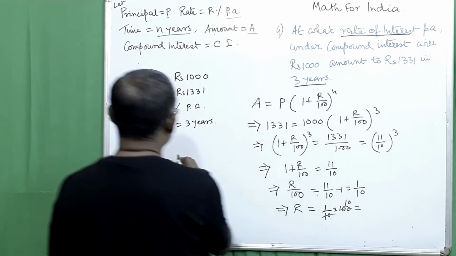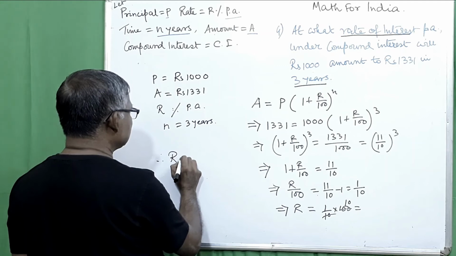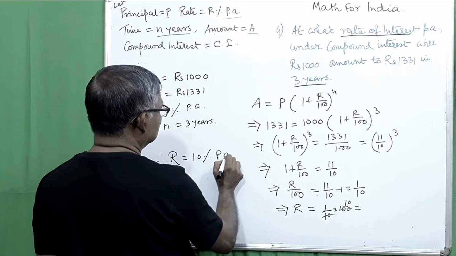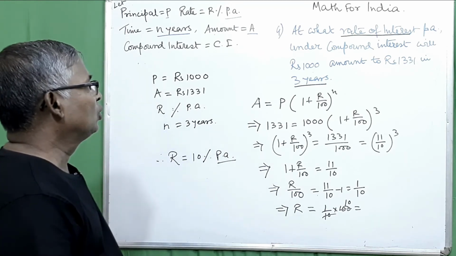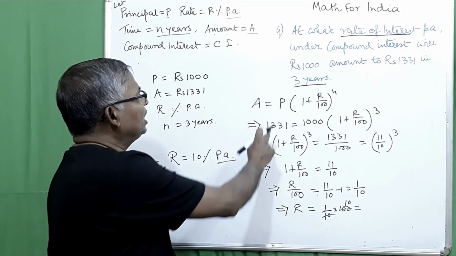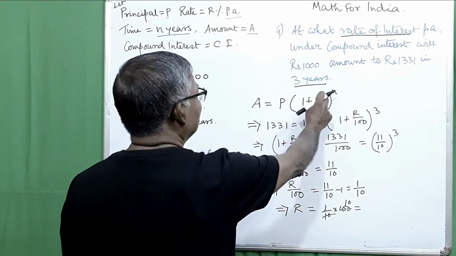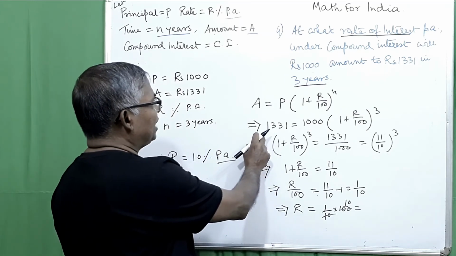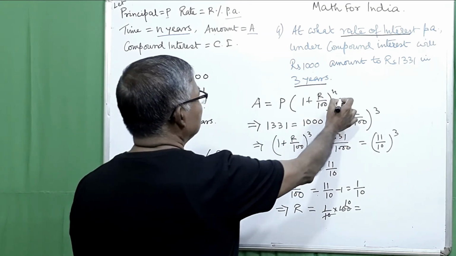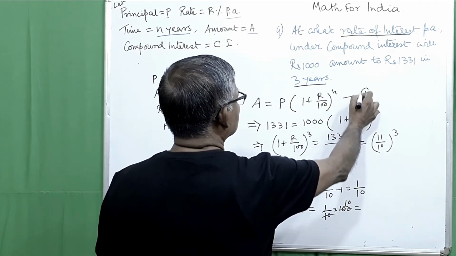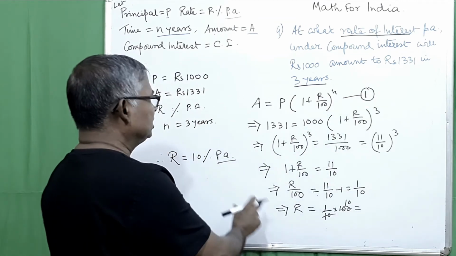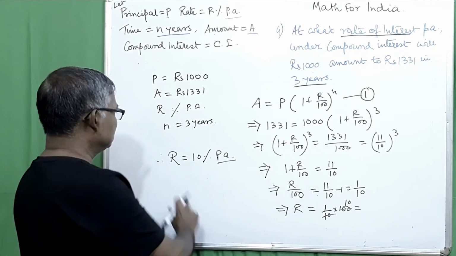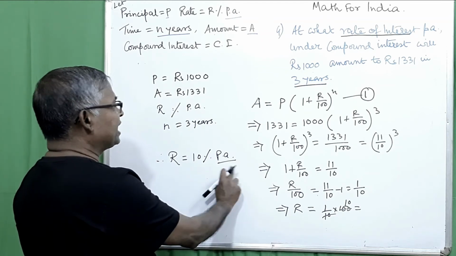Therefore the rate of interest is equal to 10% per annum. So students, whenever any of the variables is not given, you simply put the values of the others in this formula, and after calculation you will get the value of R. That is, R is 10% per annum.